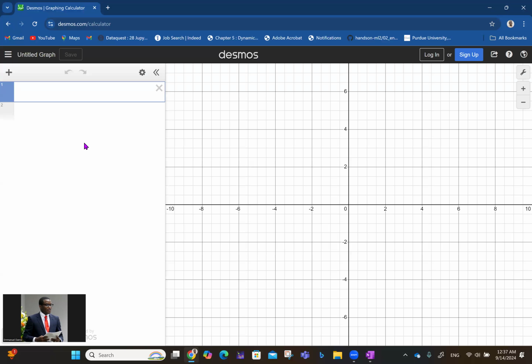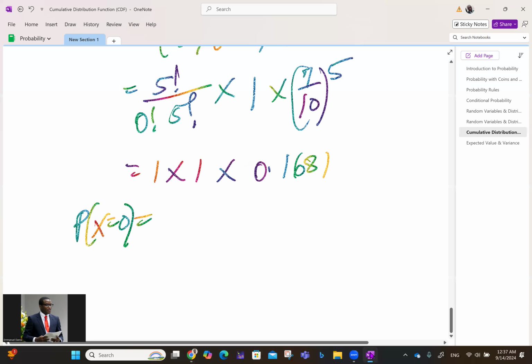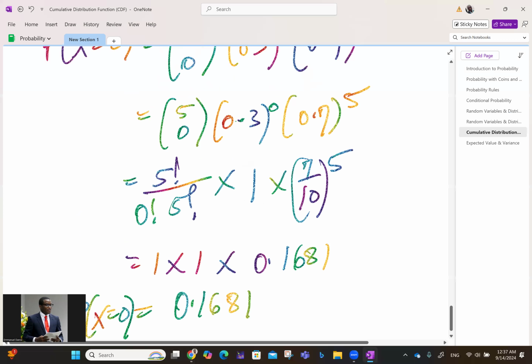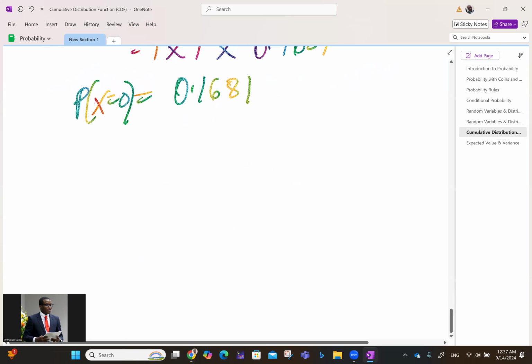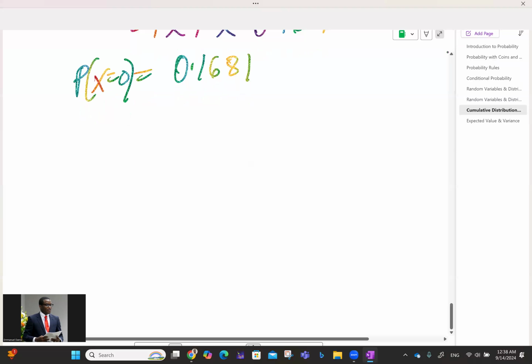So here now we need 0.7 raised to power 5. That is 0.16807, so that's simply 0.1681. That's the probability that x is equal to 0.